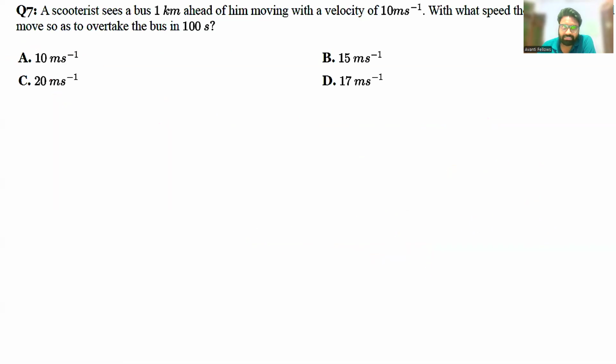A scooterist sees a bus 1 kilometer ahead of him, moving with a velocity of 10 meter per second. With what speed should the scooterist move so as to overtake the bus in 100 seconds? So let's say there is a bus here which moves in this direction, and the scooterist is here.